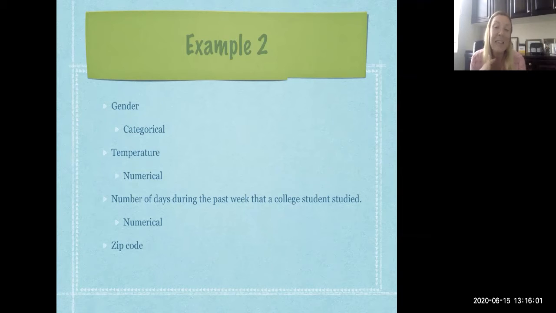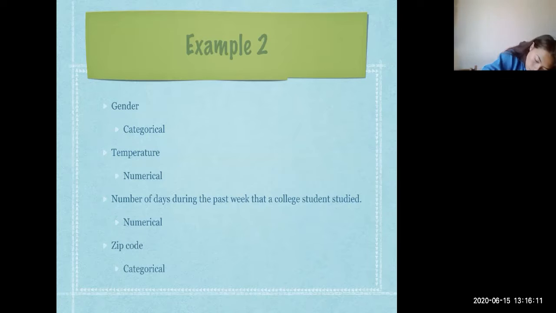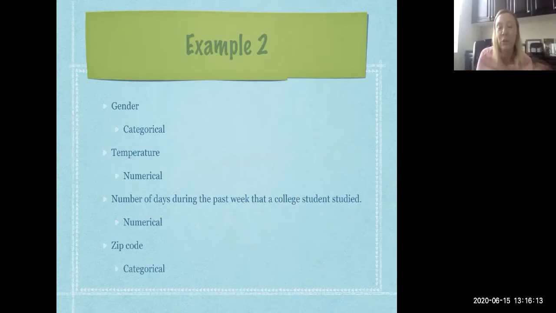But this is a number that's actually putting you into a certain category, right, as to where you live. So zip code is technically categorical. So that's one kind of confusing example. But again, it's putting you into a specific category.